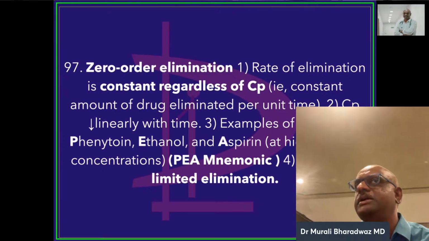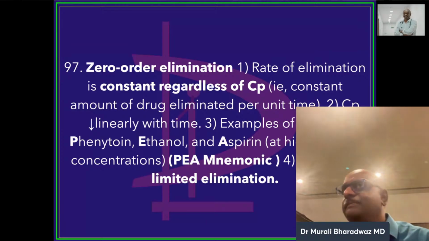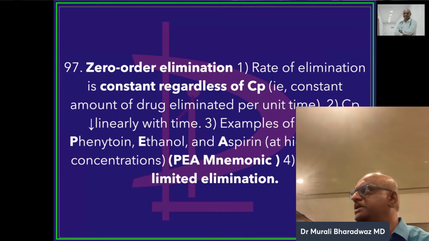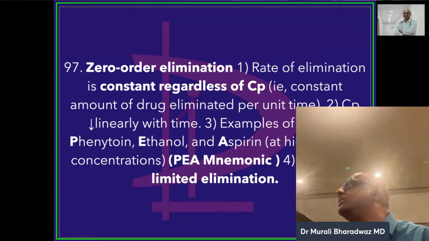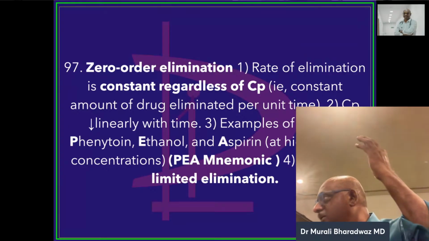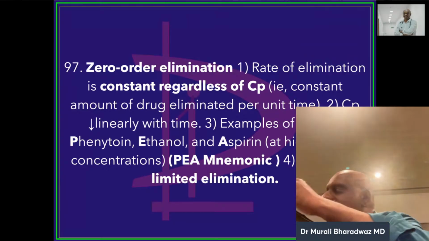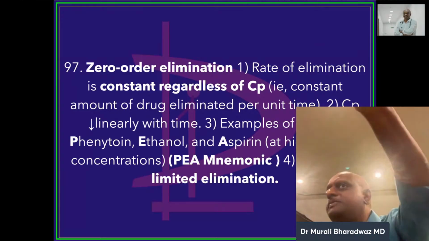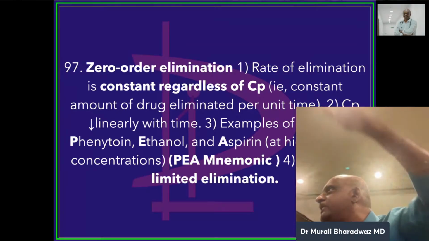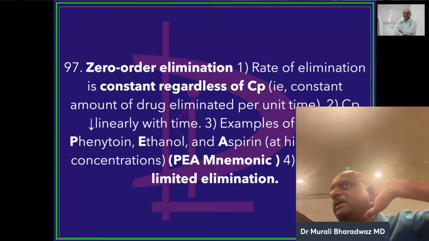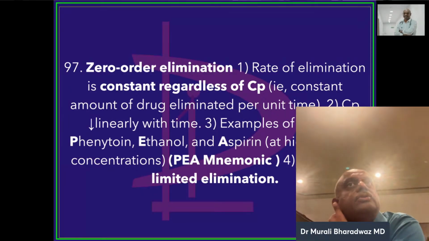Then what is zero order elimination? In this, the elimination is constant, irrespective of plasma concentration. Whether concentration is high or low, it is like a goods train, slowly removing a fixed amount. So when drug toxicity is there, you want a fast elimination. But irrespective of the CP, it will eliminate the same way. That is a problem. So plasma concentration decreases linearly with time.